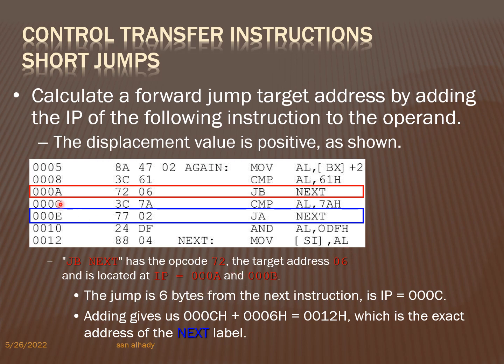So the IP of 000A and 000B. The jump is 6 bytes from the next instruction. If you look, the next instruction is at 000C. Then 000C, you add 6, you get 0012, which is the exact address of the next label.